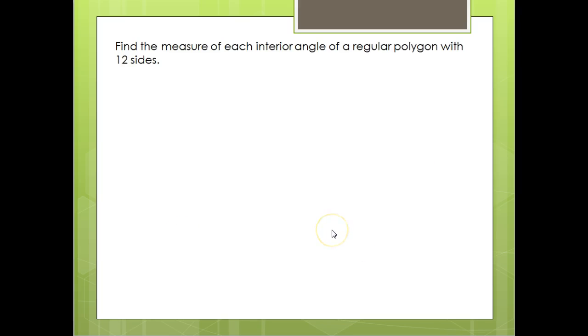Okay, so now let's find the measure of each interior angle of a regular polygon with 12 sides. So the first thing I need to do, I'm going to take my 12 and subtract 2, because this will tell me how many triangles are inside of it. And this is where we get 10. Now, remember, each triangle is 180 degrees, so I'm going to multiply that 10 by 180. And you guys all get this. It's going to be 1,800.